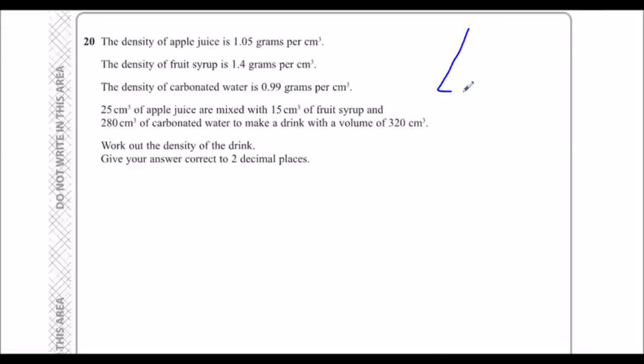So we've got a density question. So density is mass over volume. We've been given densities, density, density, density. We've been given volumes, volume, volume, volume. And we want to know the total density. So to work out total density, density is mass over volume. So if I scroll down, our final calculation is going to be total density is going to be the total mass over the total volume.